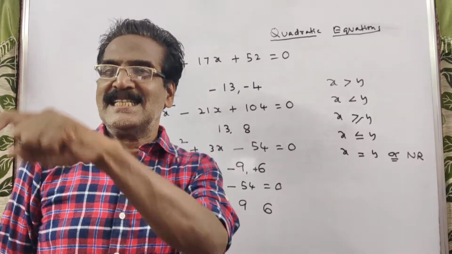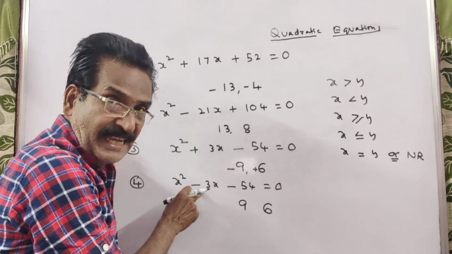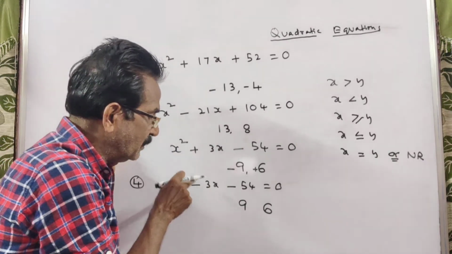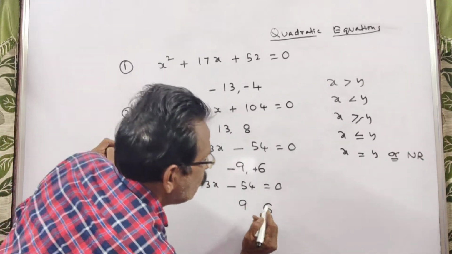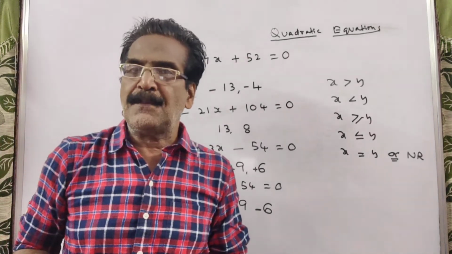Now let us see the sign. What is the sign of B? Minus. What is the sign of B? Minus. So this sign should be given to the smaller value. So minus 6. So the roots are 9 comma minus 6.